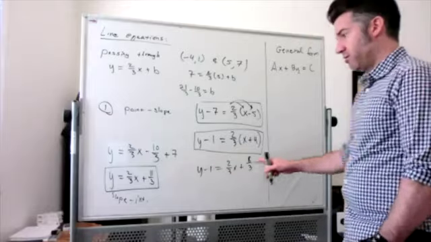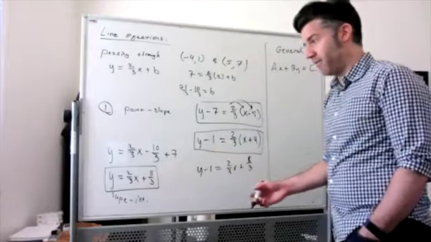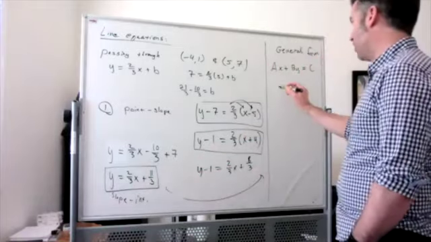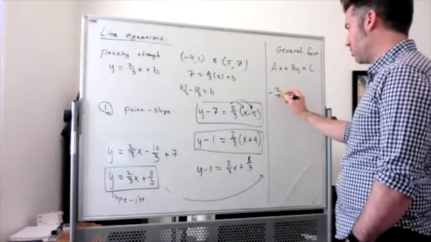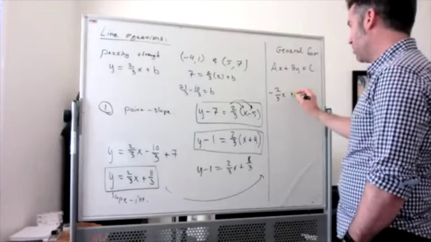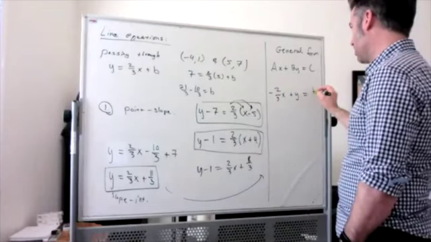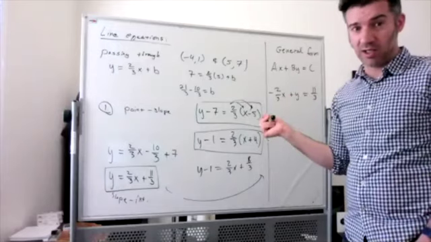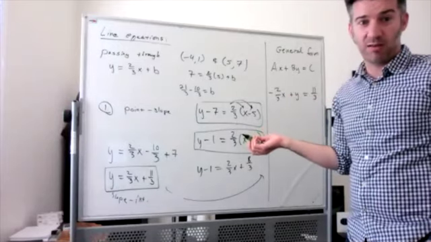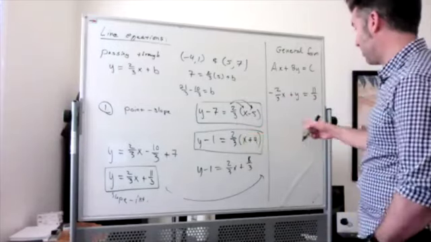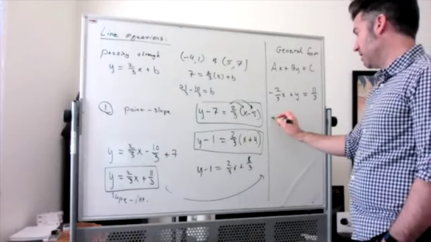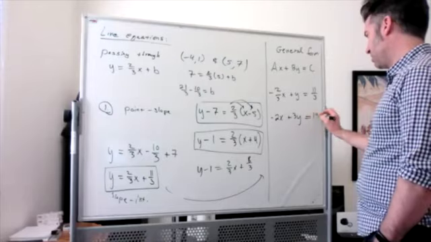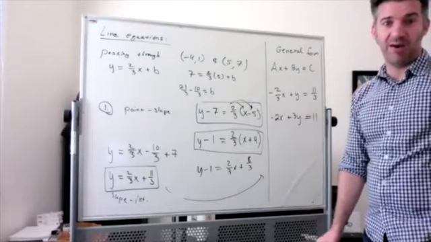I would bring my x to the left. So from this one here, I would have -2/3 x plus y equal to 11/3. And then, if everything had fractions, I would try to multiply both sides by the common denominator. So I'm going to multiply everything by 3 and get -2x plus 3y equal to 11. That's how I would write it.